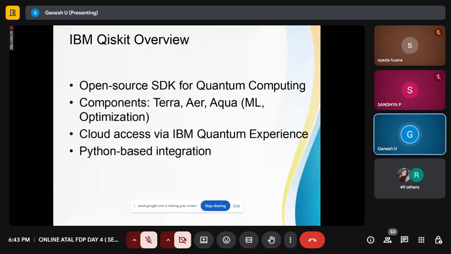Next, the use cases. When we look at the use cases of Qiskit: algorithm development, optimization, chemistry, and quantum machine learning. These are all the involved components, we can say.